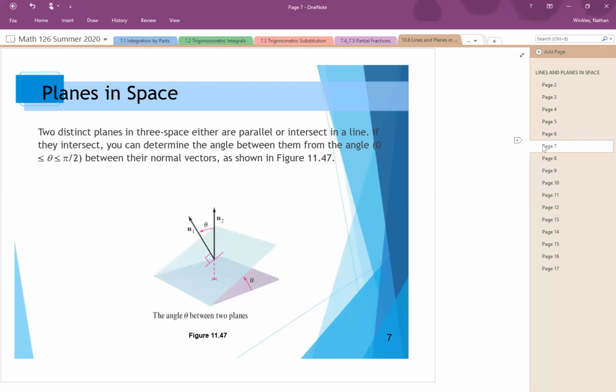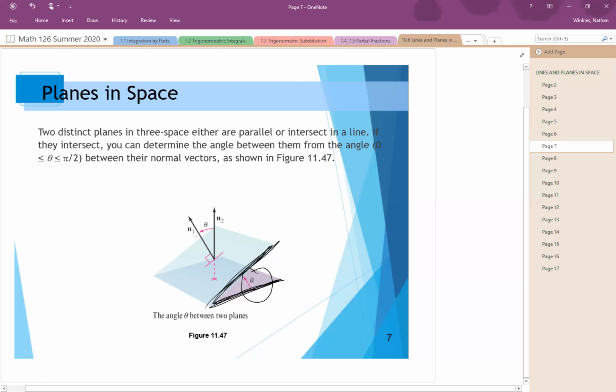Now, planes in space can be distinct, they can be the same, they can be intersecting, parallel, or perpendicular, all different variations. So 2 distinct planes in 3 space either are parallel or intersect in a line. If they intersect, you can determine the angle between them from the angle theta, 0 less than or equal to theta less than or equal to pi over 2, between their normal vectors, as shown in this figure. Notice our theta is down here. That's the angle we're trying to find between this plane and this plane.